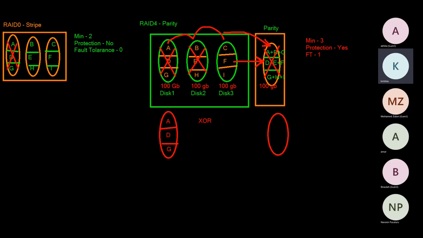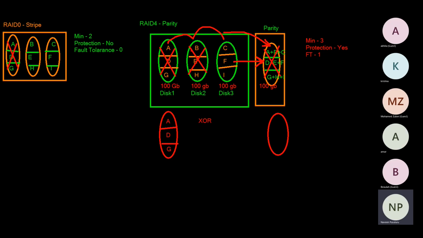Naveen, I have one more doubt. If two disks fail, we have the data in the parity disk, right? A plus B plus C. Can we not get back the data from the parity disk in RAID 4 when two disks fail? Good question. You have the data in parity, but it doesn't know where to write the data.